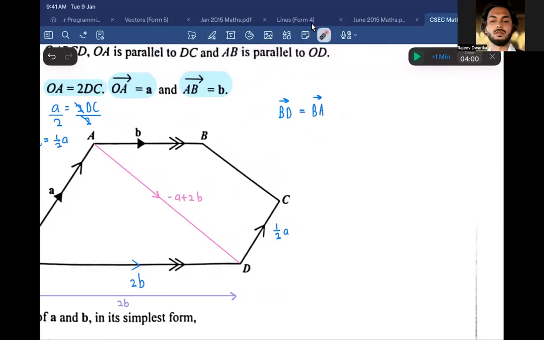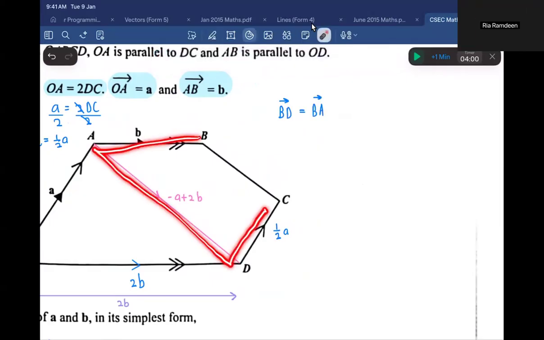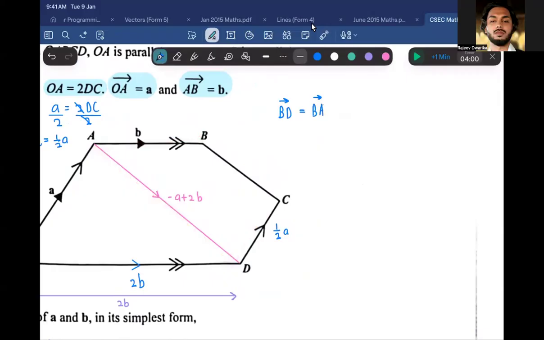A to D, and D to C. Sure, we could do that. B to A to D, plus B to C. Right? Okay, Ria, so B to A is the same thing as what? What is B to A the same thing as? A to B. But it'll be negative A, B. Negative A, B.